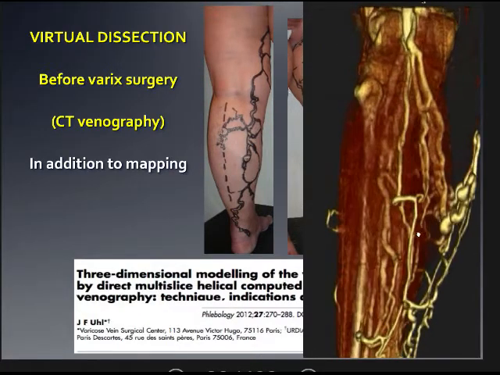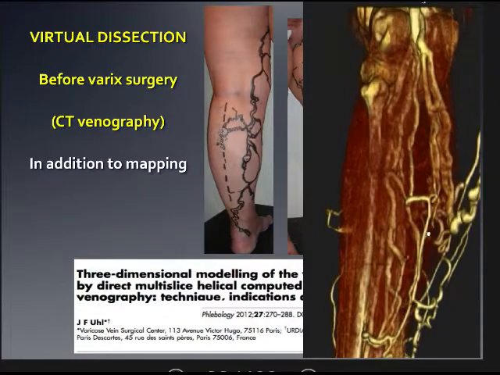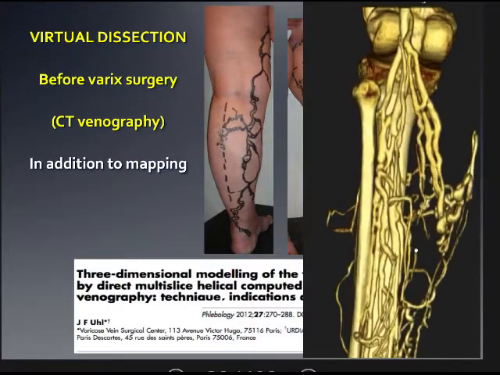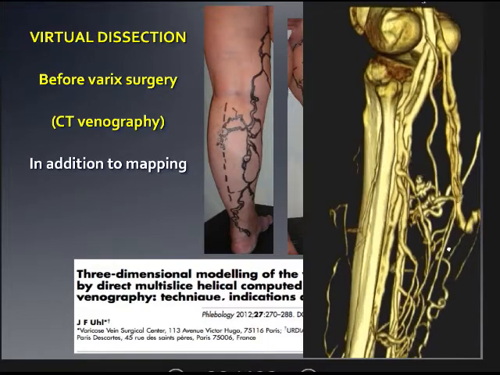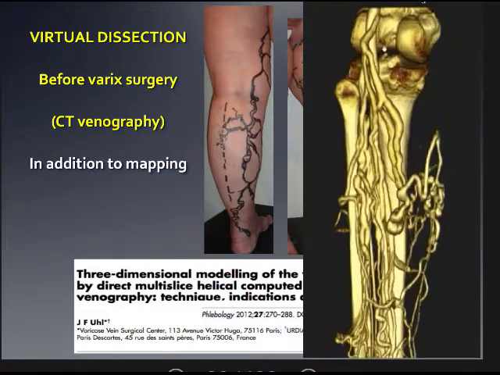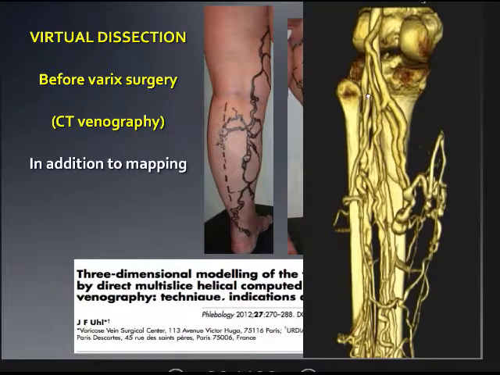They end in the medial aspect of the popliteal vein at the top of the screen. So you can make a real virtual dissection of this living patient to study anatomy before making an operation.